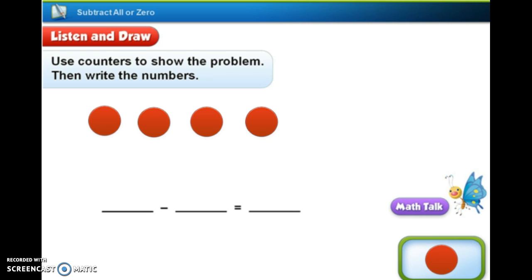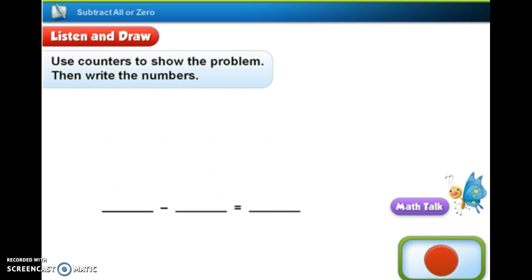Now I'm going to write the numbers to show my subtraction problem. I started with 4 counters. Minus, how many counters did I circle and cross off? That's right, 0. And how many counters am I left with? Excellent, 4. So 4 minus 0 equals 4. Great job. Let's try another.